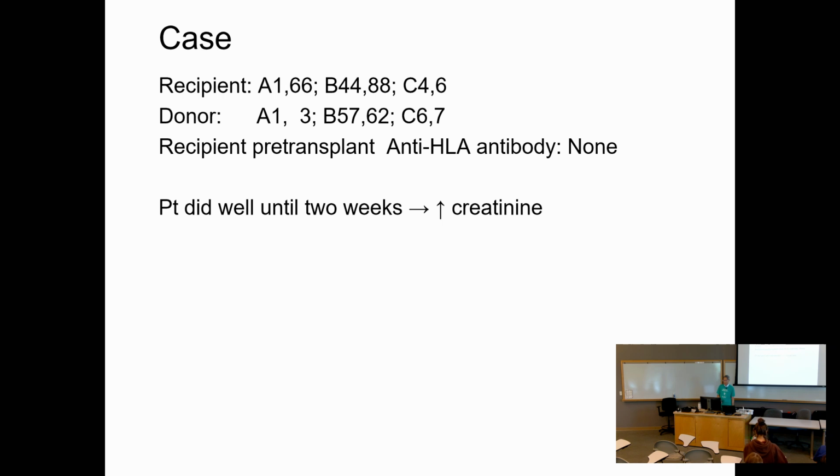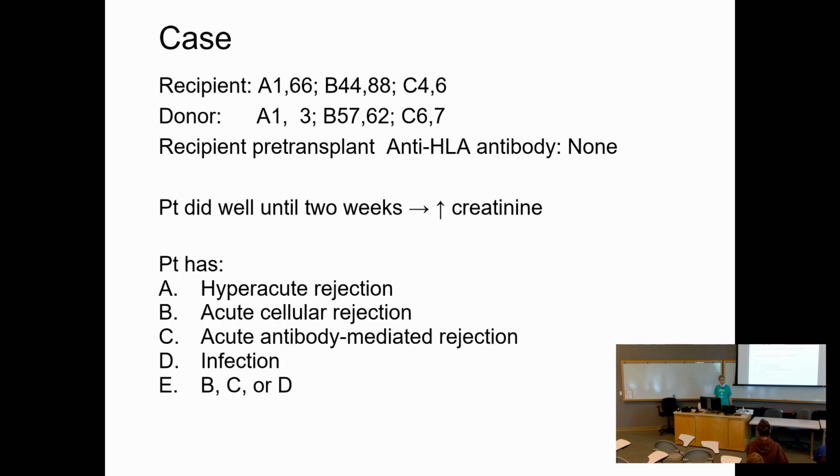And the patient did well until about 2 weeks later when his creatinine started to go up and he wasn't feeling very well. So what's going on? Does he have hyperacute rejection, acute cellular rejection, antibody rejection, something else? What do you think? So it could be that he's rejecting and he has an acute cellular T-cell mediated rejection or antibody mediated rejection, or just be something else going on in the kidney. He could have some kind of infection, maybe. So how are you going to work it out?